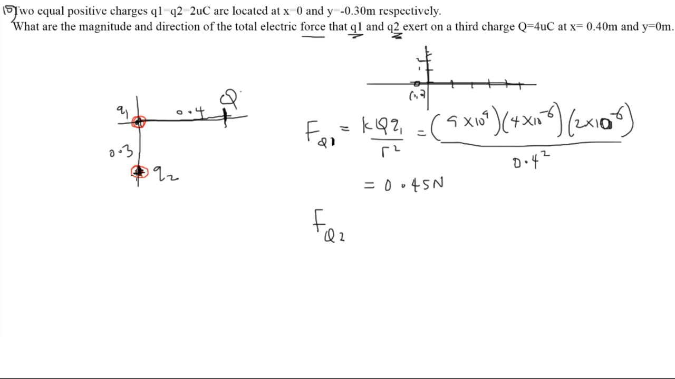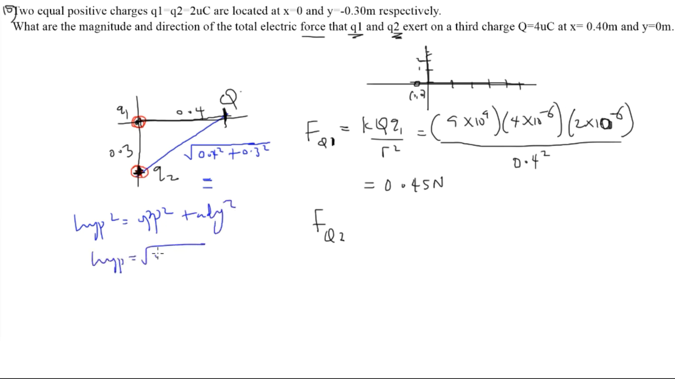Now let's talk about the force from Q2. Q will feel a force, and the distance will be this line. I need to find the distance, because that's the hypotenuse. By the Pythagorean theorem, hypotenuse squared is equal to opposite squared plus adjacent squared, so the hypotenuse is the square root of 0.4 squared plus 0.3 squared, and that is equal to 0.5. So the distance between them is 0.5. It's very correct, because if this is 0.3, this is 0.4, and this is 0.5.